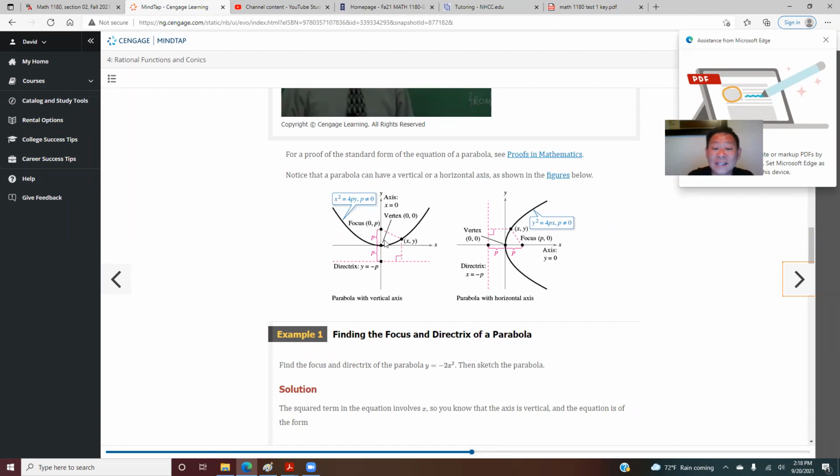Then what happens? Don't forget the vertex here is at 0, 0. So in the next section, 4.4, your vertex is no longer at 0, 0. It's going to be at h, k, so other coordinates.